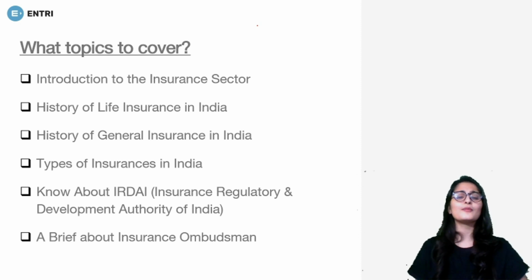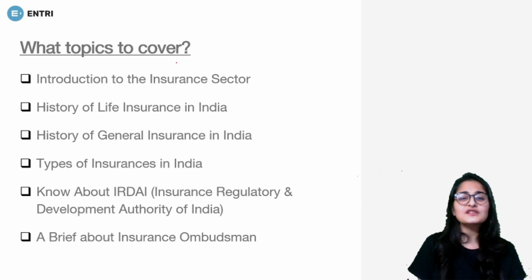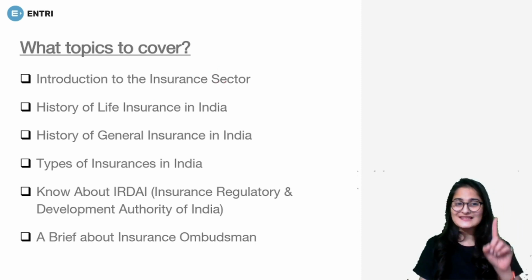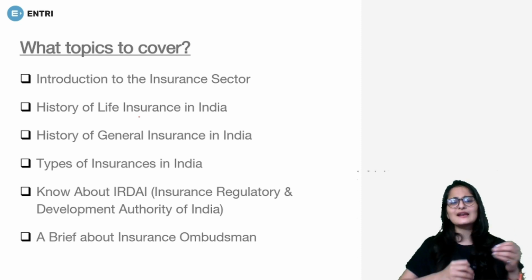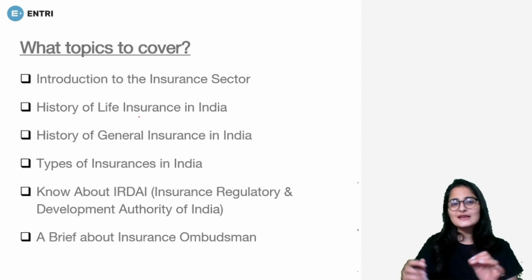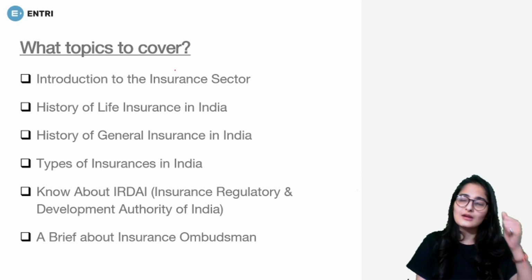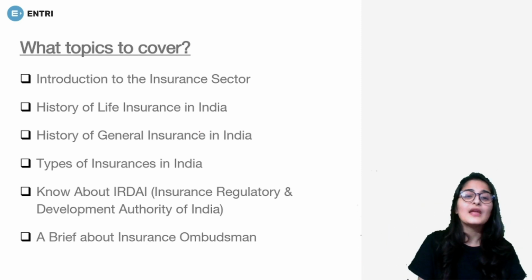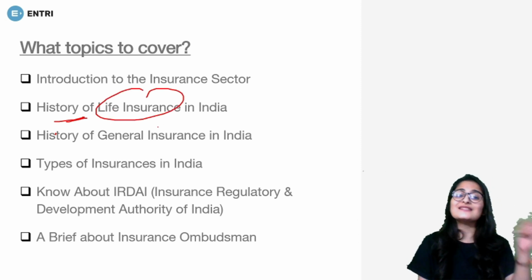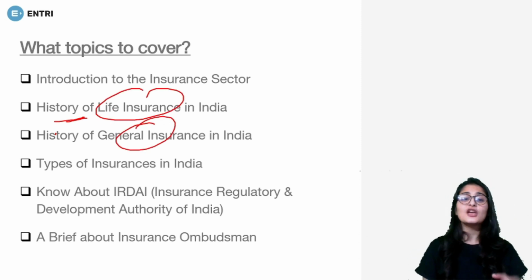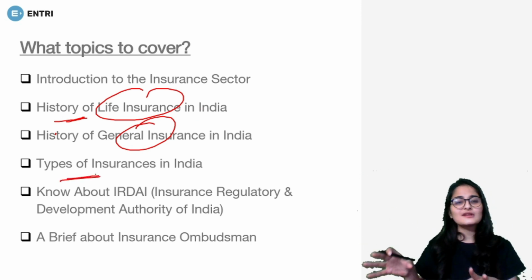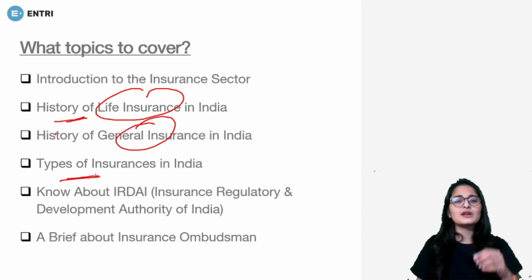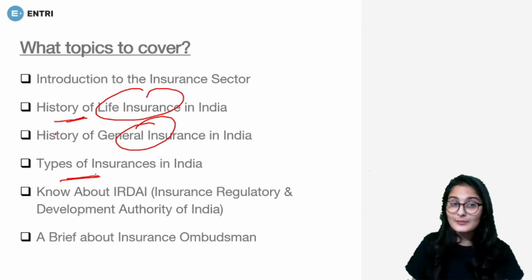First of all, what topics are you supposed to cover? Just like in the banking section we have so much history and timeline and everything, similarly in the insurance sector you have to cover the insurance sector in general in India, the history of the insurance sector in India, life insurance in India, as well as general insurance. There are various forms of insurance. You should know about the types of insurance and what various insurance schemes are running in India.